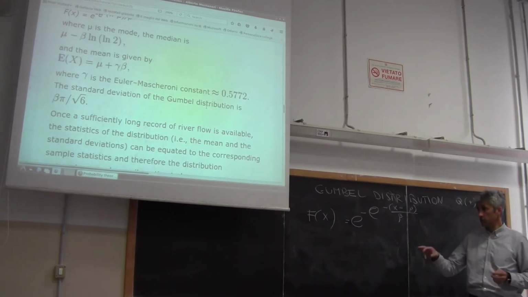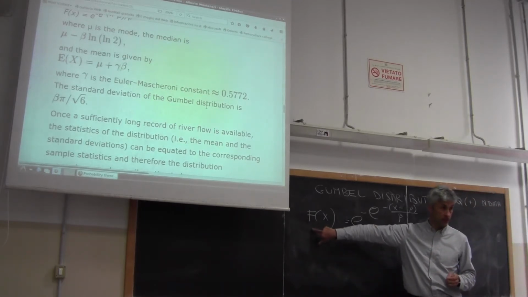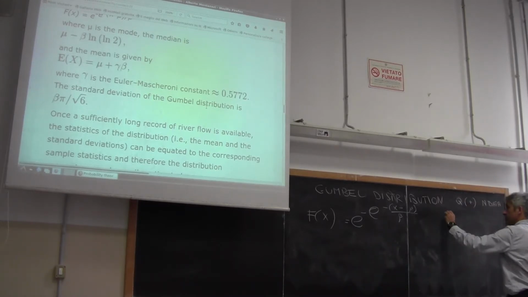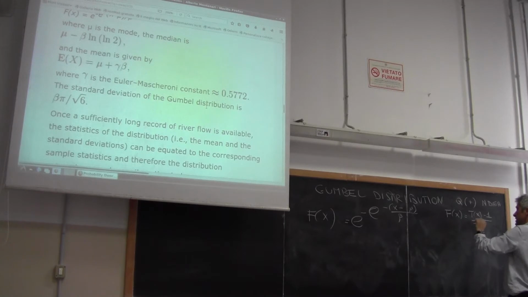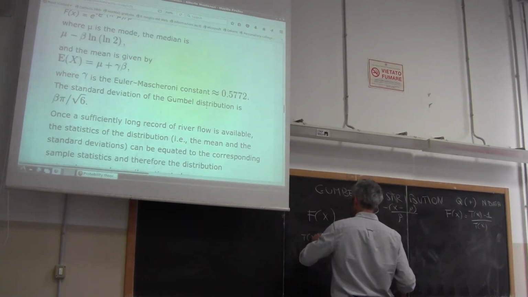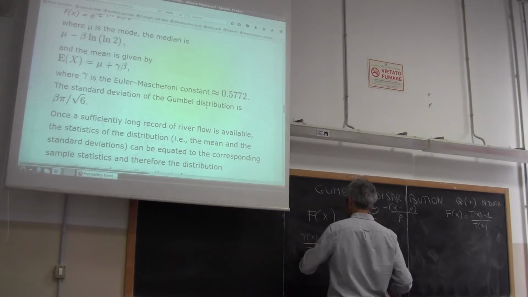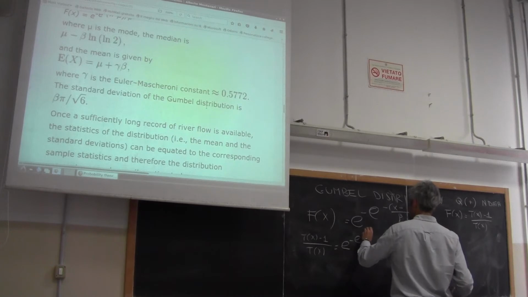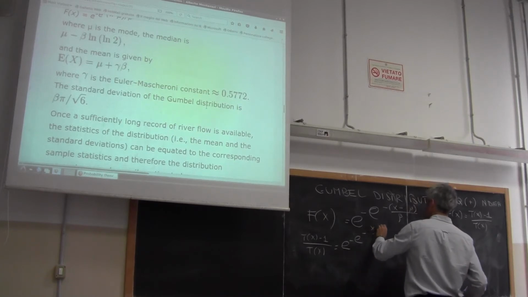My purpose now is to fix F and compute the corresponding x. First, let me say that F of x is equal to T of x minus 1 divided by T of x. I want to speak in terms of return period. So I can substitute here and write that T of x minus 1 divided by T of x is equal to e to the power of minus e to the power of minus x minus mu divided by beta.